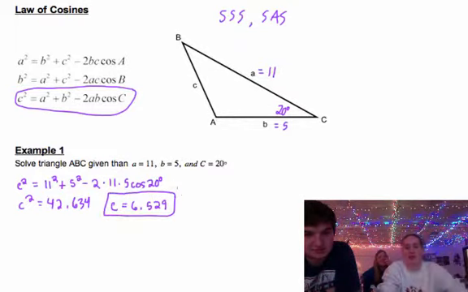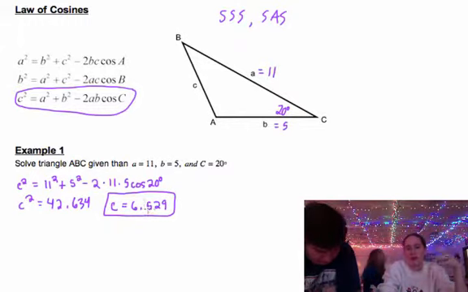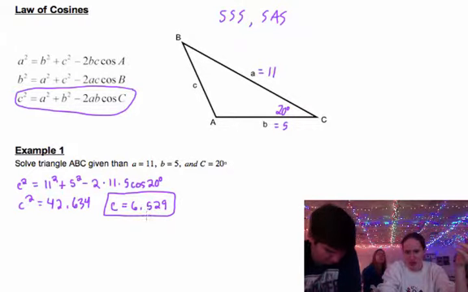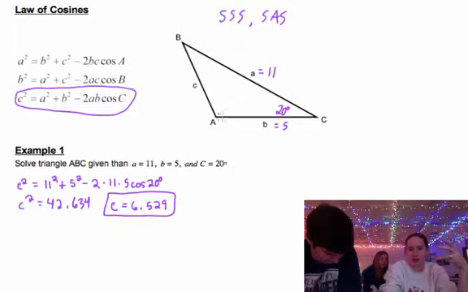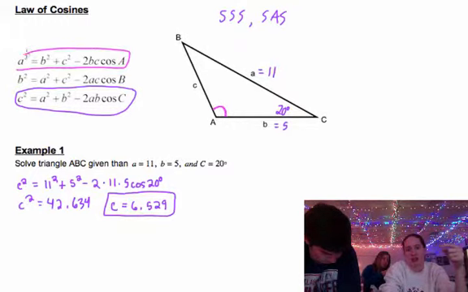C equals 6.529. Now, once we know that, we can do one of two things. We can keep using the law of cosines, or we can go back to using the law of sines. What we want to do is make sure that we know the biggest angle first before we switch to law of sines. So we need to know what angle A is here, so let's do that. So that's this first one. Always make sure when you're using the law of cosines that you find the biggest angle.